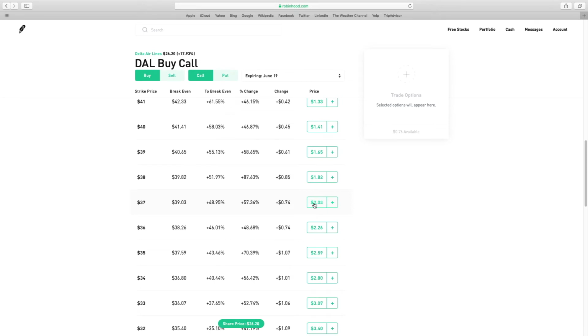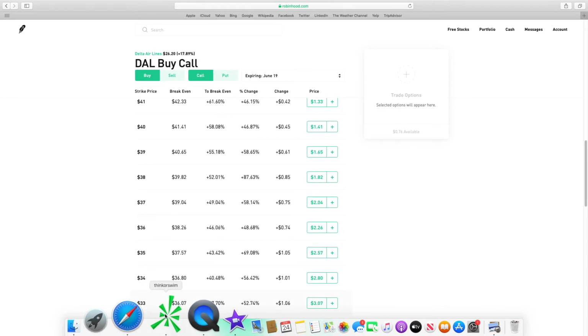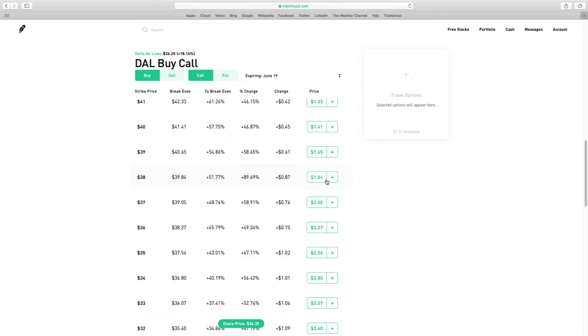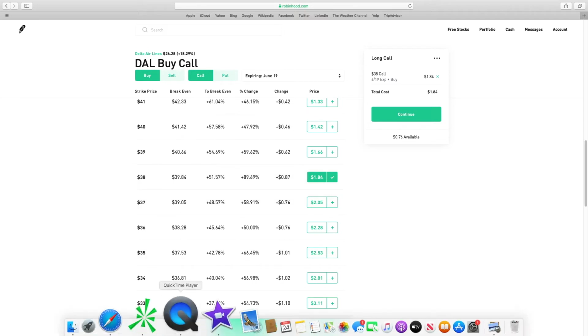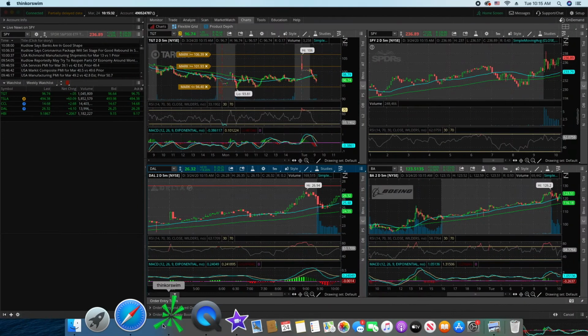So I'm going to look back at the fundamentals, see if I can buy a different option. So a good option for me right now would be this $1.83 for a strike price of $38. So this is an expiration date of June 19th. We'll look back at the charts, see if I still see value in this. So right now it's not a good value.